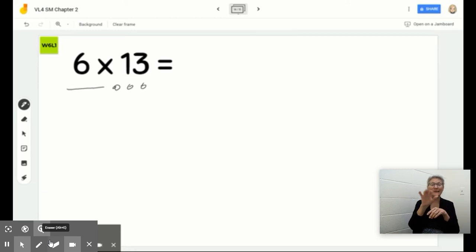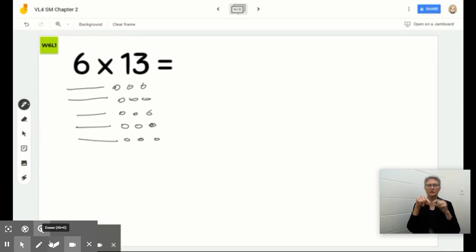All right, so here we go. 1, 2, 3. There's 2 groups of 13. 3 groups of 13. 4 groups of 13. 5 groups of 13. Last but not least, we have 6 groups of 13. So we are multiplying 6 times 13, but we're using first base 10 blocks.